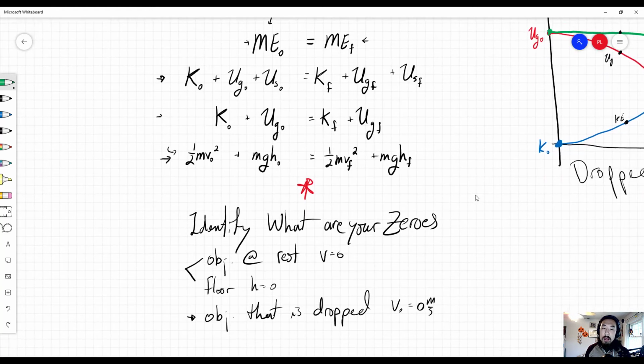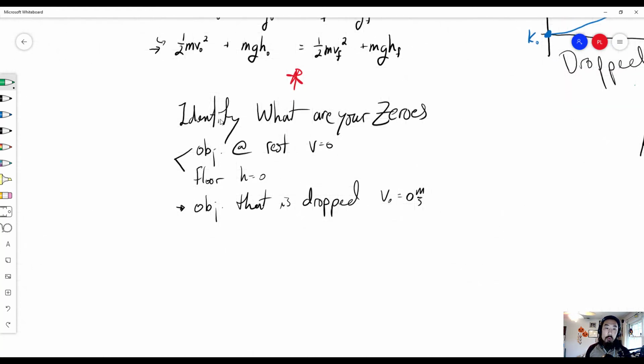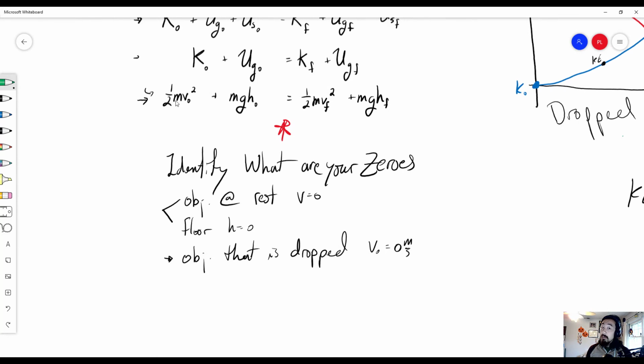And then an important idea here is to identify what your zeros are. That really, really helps, especially with the word problems. It cleans things up very nicely because we have a giant equation there. If you have any zeros, make them zeros. It just makes your life so much easier.